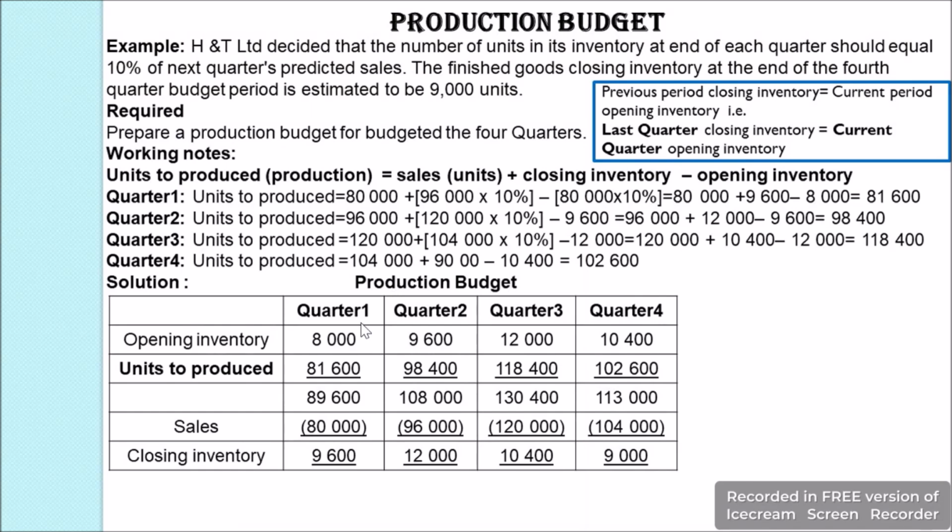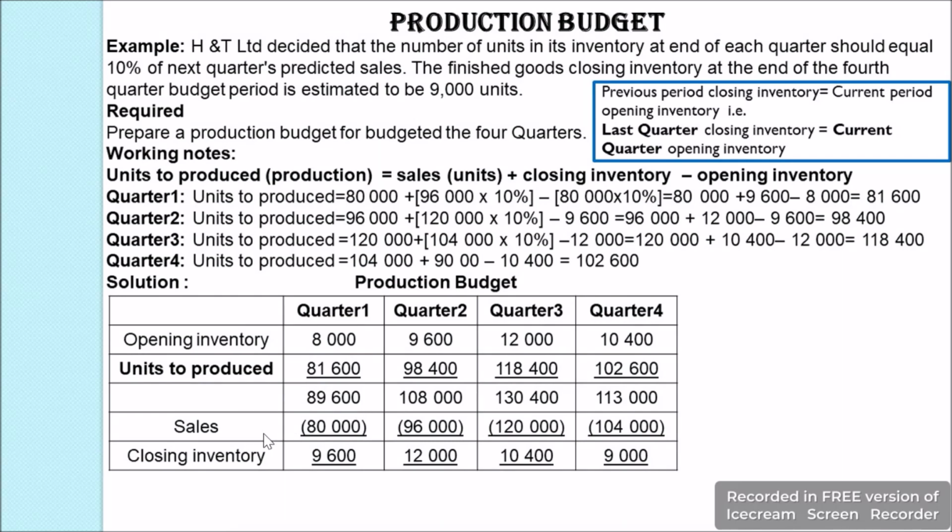We will have the budgeted quarter 1, quarter 2, quarter 3 and quarter 4. We start with the opening inventory. For the first quarter, we have calculated the opening inventory as 8,000 units. So we write 8,000 here. To this we add the units to be produced, that is our production, and for the first quarter it is 81,600. Then we get the total of 89,600.